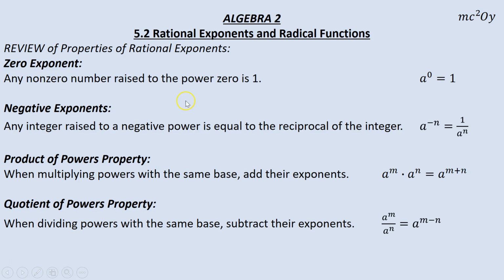Zero exponent: any number raised to the power of 0 is 1. So for instance, if I had 3 to the 0, that would be 1. Okay, and we can go through the pattern on that, but since this is a review, I'm just going to state the rules here.